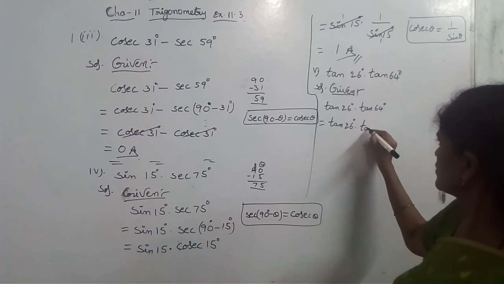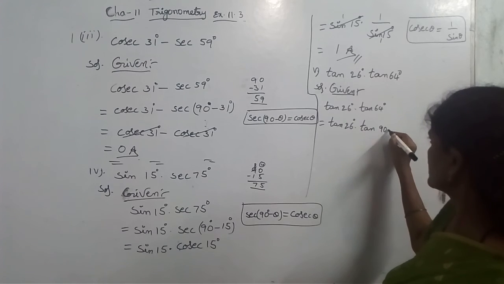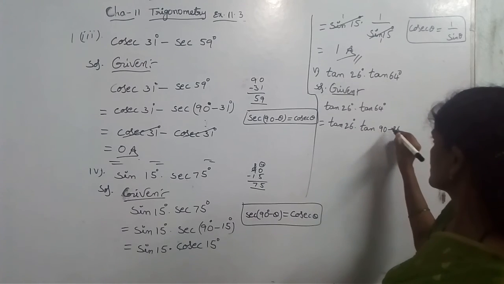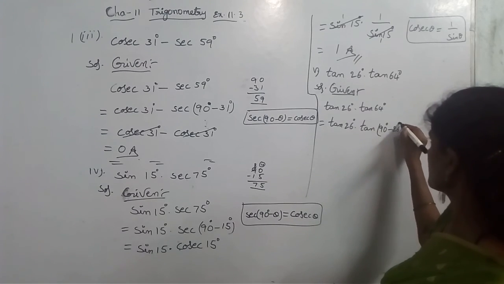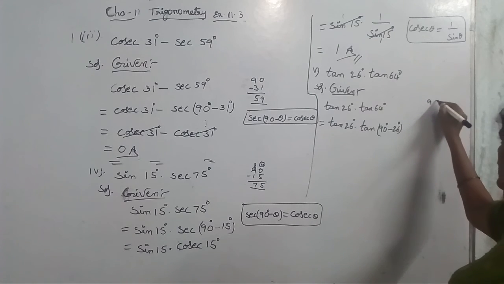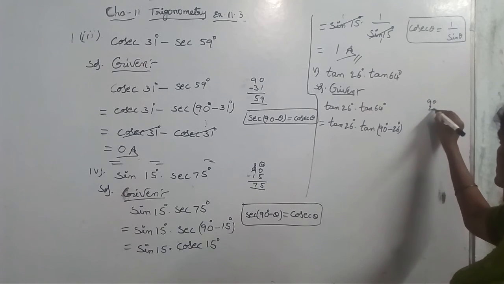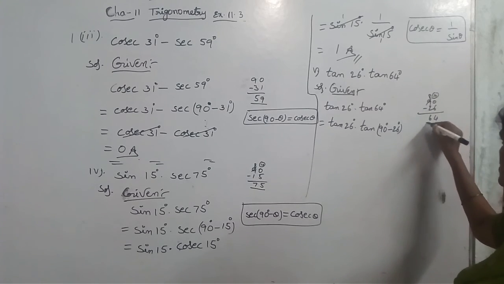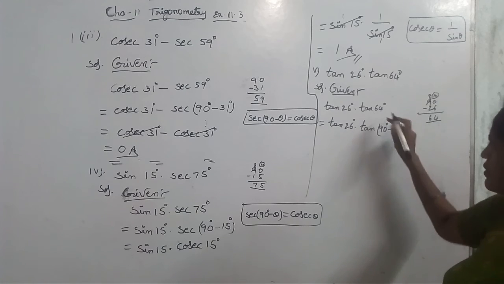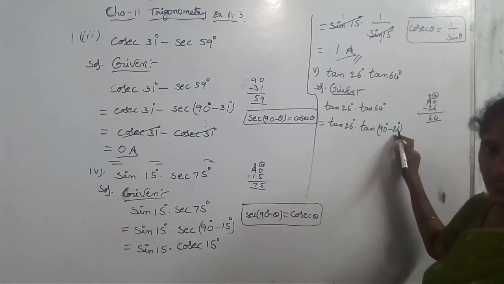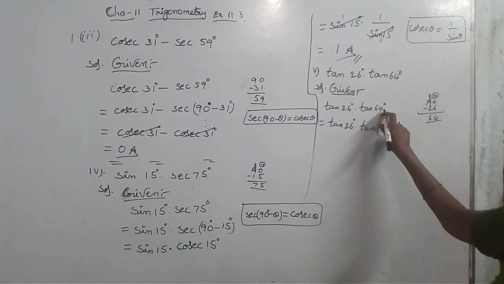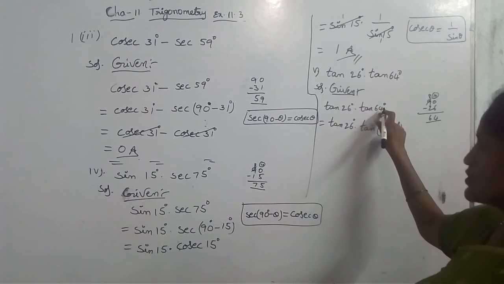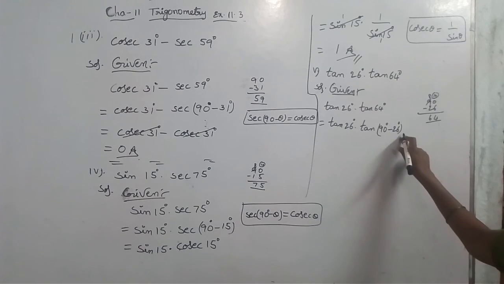Tan, 90 minus 26. 90 degrees minus 26: 10 minus 6 is 4, 8 minus 2 is 6. 64 only, na? 90 minus 26. If you do it, you get 64 only. Means instead of 64 we can write 90 minus 26.